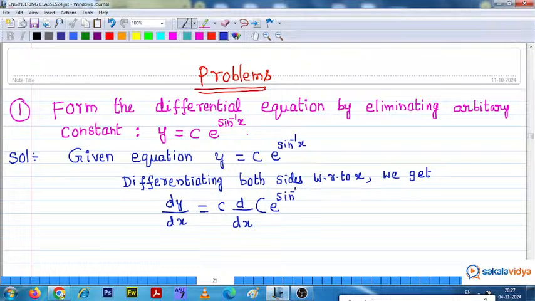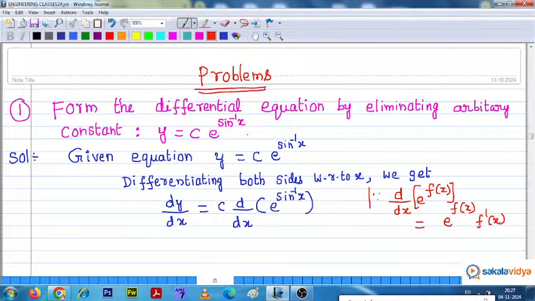So, how to differentiate e power sin inverse x? Let me explain the concept here. What does the concept mean? d by dx of e to the power of f of x, e to the power of some function. The differentiation of e to the power of x is e to the power of x. In a similar manner, the derivative of e to the power of f of x is e to the power of f of x, multiplied by the derivative of f of x, which is f dash x.